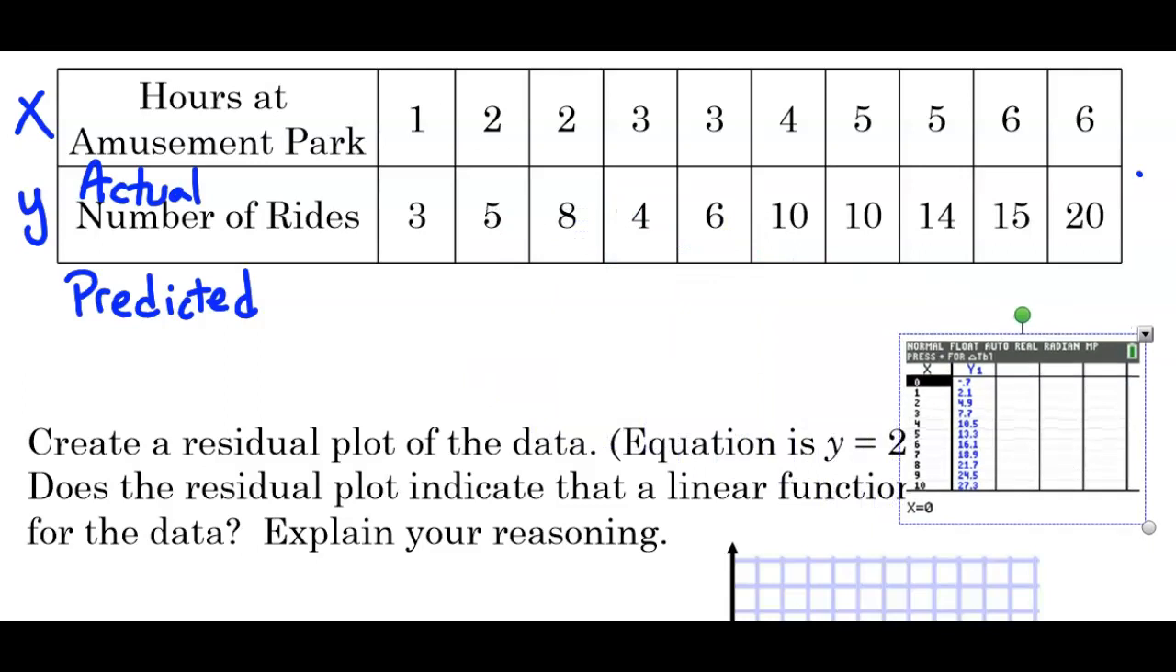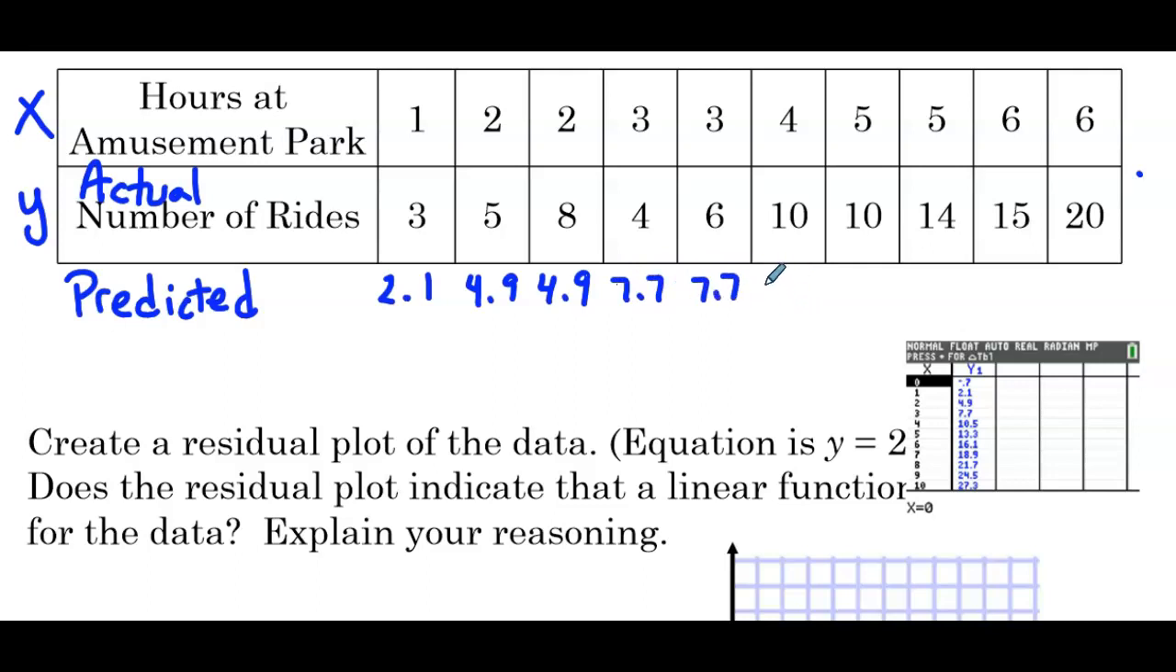And then I'll delete it once we've written everything out. So at 1, the predicted value is 2.1. At 2, 4.9. 3, 7.7. 4, the predicted value is 10.5. 5, 13.3. And 6 is 16.1.